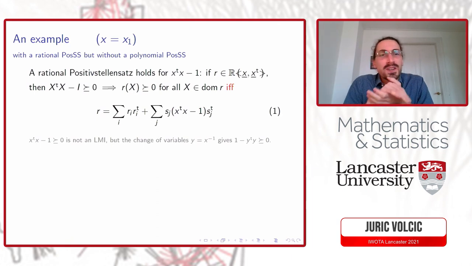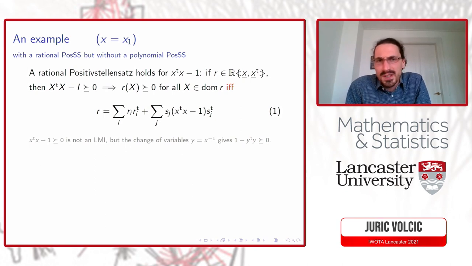For example, it gives us this funny little example: an example of a polynomial that admits a rational positive Schillingsatz, but not a polynomial positive Schillingsatz. What do I mean by that? Let me just denote one variable, x1. If I take the polynomial x transpose x minus 1, it satisfies the following property: if I have some NC rational function R, then this implication, that x transpose x minus identity is positive semi-definite implies R of x is positive semi-definite for all x in the domain of R, happens if and only if R can be written in this particular way. So this polynomial admits a rational positive Schillingsatz.